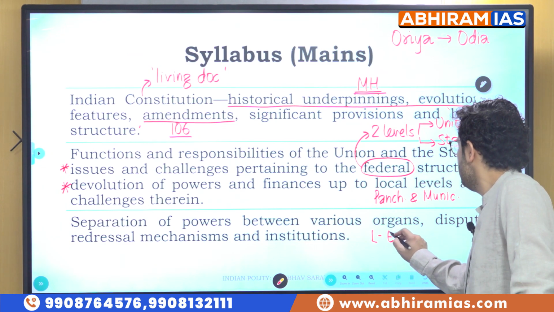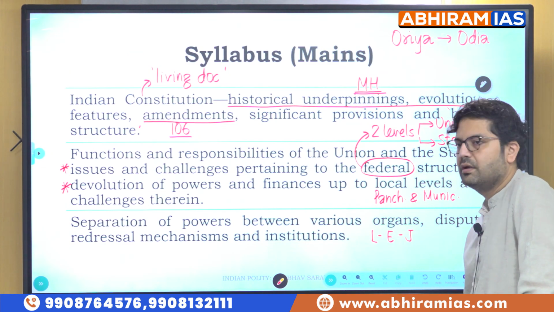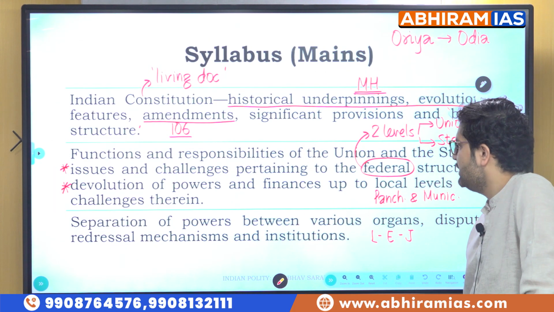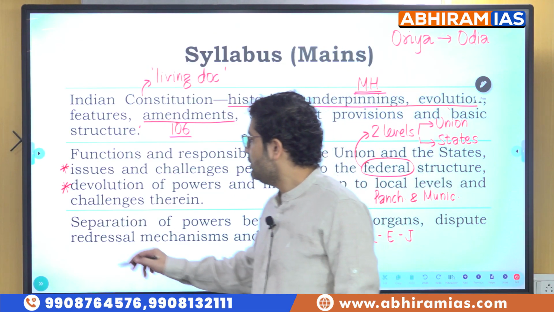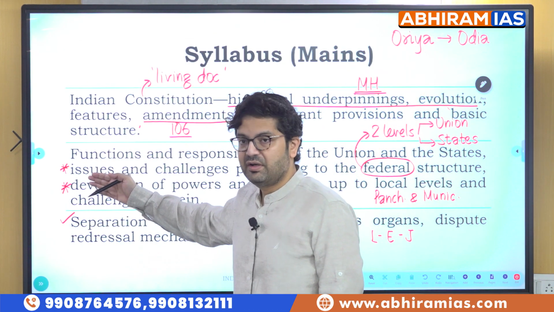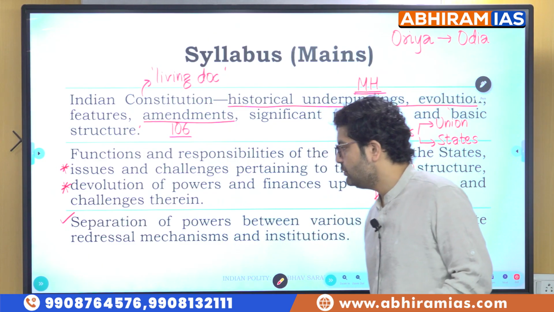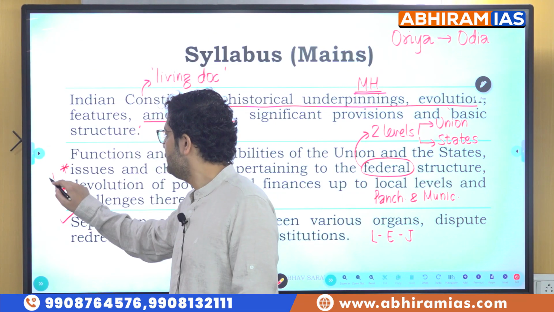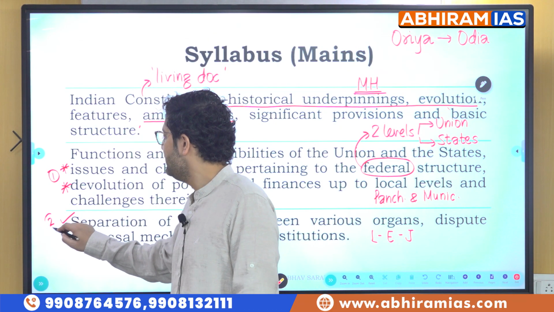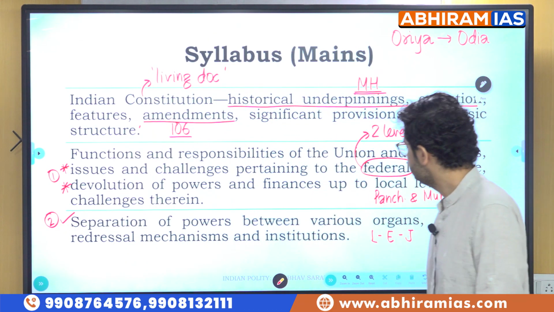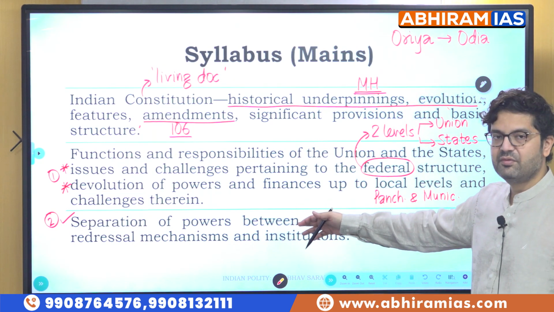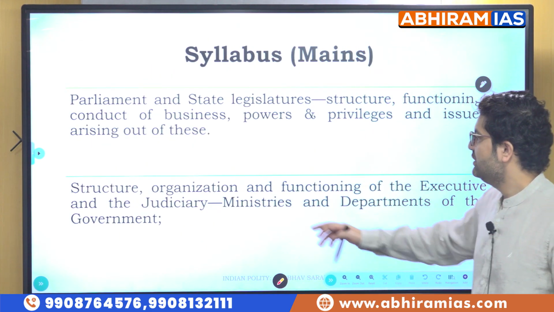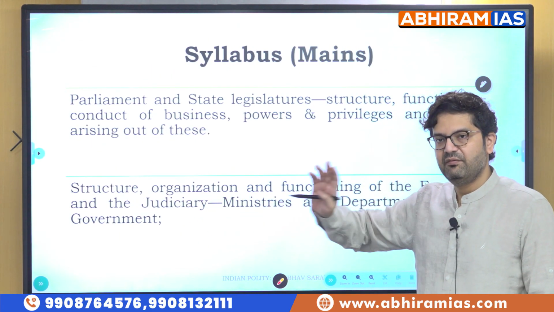L, E, J. Legislature, executive and judicial. 3 organs of the state. So again, this is also an important topic. Not as important as them, but pretty important. So this is the top tier, most important. And then this is second tier, very, very important. So you either get a question from separation of powers, or you will get a question from this topic. One of them will be there.